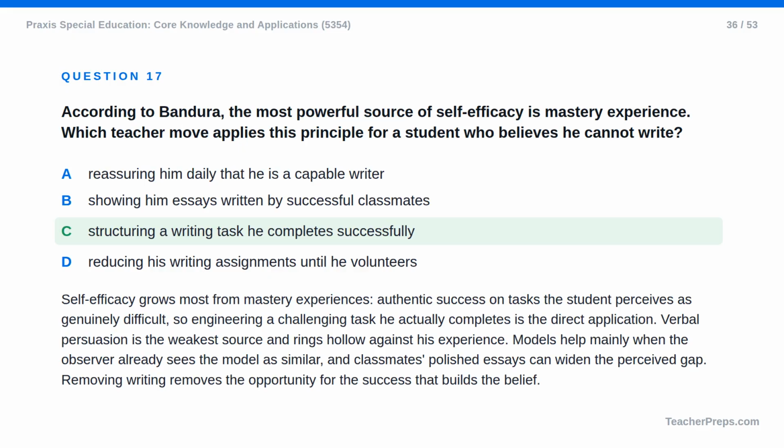Self-efficacy grows most from mastery experiences. Authentic success on tasks the student perceives as genuinely difficult. So engineering a challenging task he actually completes is the direct application. Verbal persuasion is the weakest source and rings hollow against his experience. Models help mainly when the observer already sees the model as similar, and classmates' polished essays can widen the perceived gap. Removing writing removes the opportunity for the success that builds the belief.